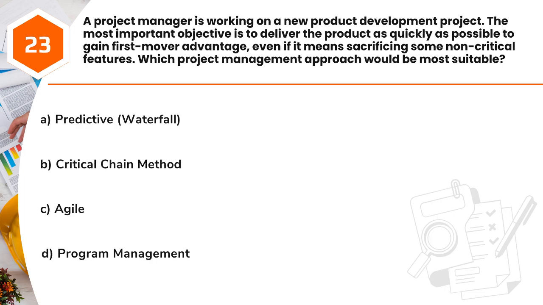Question 23. A project manager is working on a new product development project. The most important objective is to deliver the product as quickly as possible to gain first-mover advantage, even if it means sacrificing some non-critical features. Which project management approach would be most suitable? A. Predictive, waterfall. B. Critical chain method. C. Agile. D. Program management.